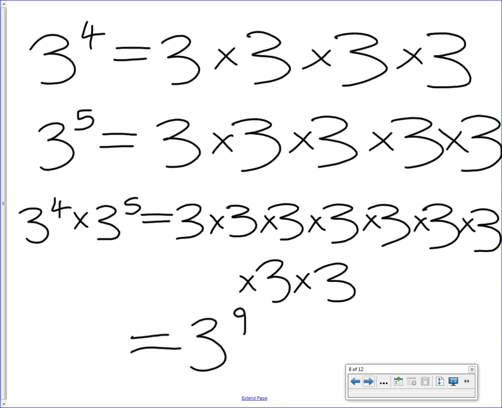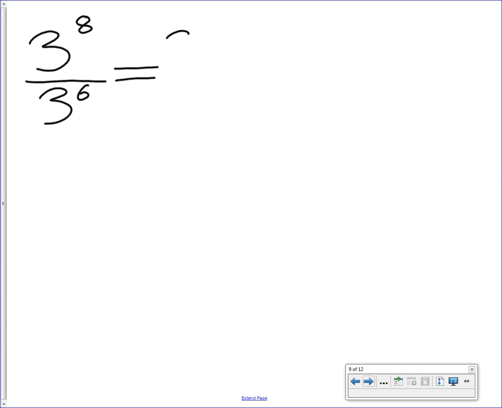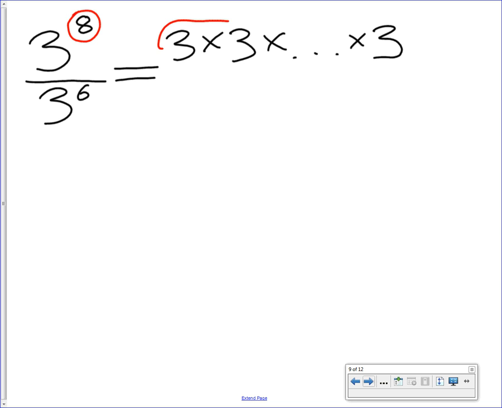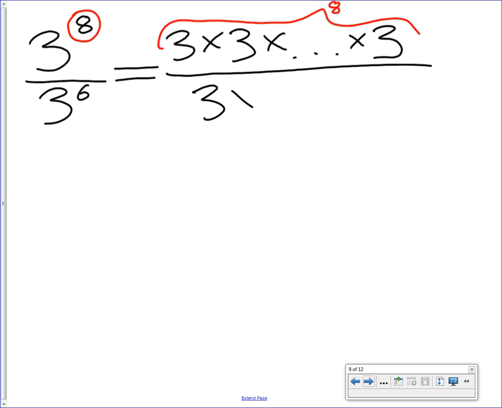So, the next rule to think about is if we're dividing things. So, let's say I had 3 to the power of 8 divided by 3 to the power of 6. So, that'll be 3 times 3 times 3 times 3 times 3 times 3, 8 times altogether. And in my denominator, I would have 6 3's multiplied together.